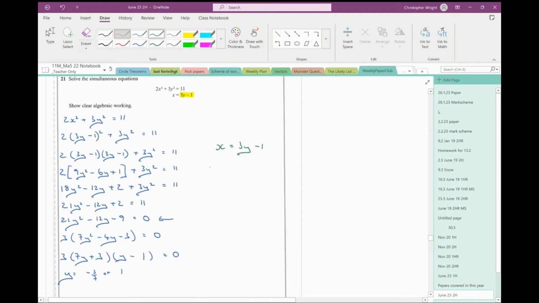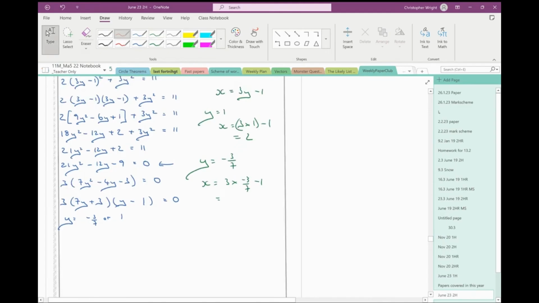So if y is 1, then x is 3 times 1 minus 1, which is 2. And if y is minus 3/7, then x is 3 times minus 3/7 minus 1, which is minus 9/7 minus 1. Again, you'd probably do this on your calculator. That's minus 16/7, which is minus 2 and 2/7. But you'd have done that on your calculator perhaps.